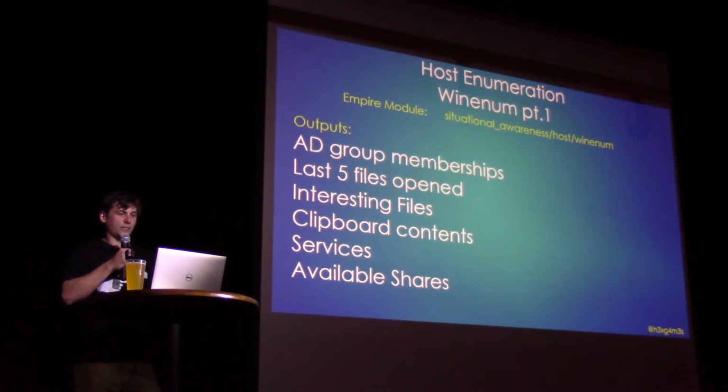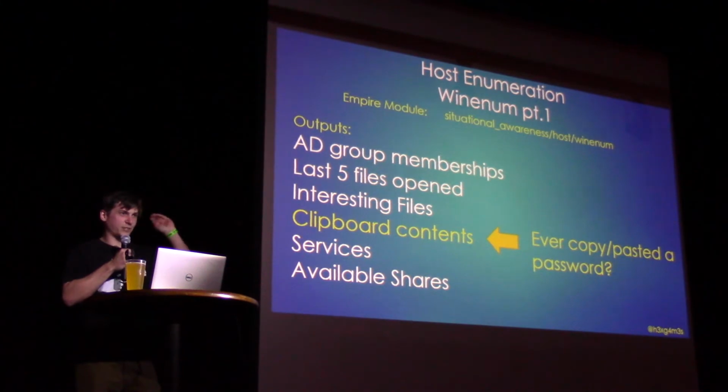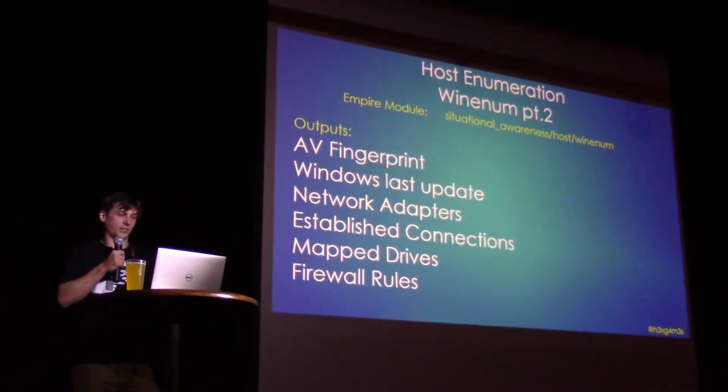This grabs the AD groups, the last 5 files open, interesting files. One that's kind of cool is clipboard contents. If anyone's ever copy and pasted a password out of a password manager or whatever into a form, we can pull those out of memory. It'll also find services, available shares, and more stuff like AV fingerprint. It all outputs in a nice little text file for you. The last Windows update that occurred and when, if there's different network adapters, any established connections, any mapped drives, and the firewall rules on a host.